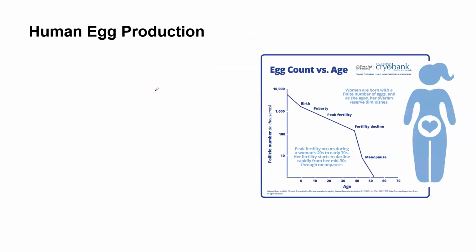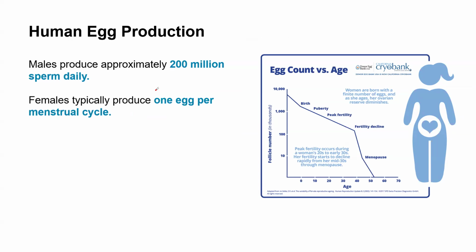We'll see that. Look at this. Generally, ladies and gentlemen, as we can see, males produce approximately 200 million sperm per day. So a man can produce about 200 million sperm daily, while females can only produce one egg per menstrual cycle. So that is what actually happens in the case of females.